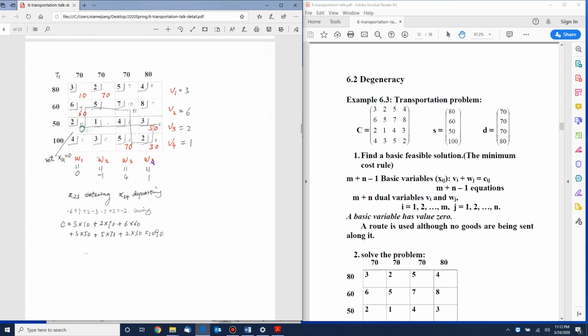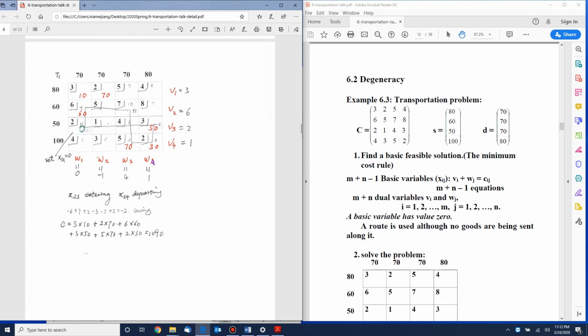And when we make this loop, you could see that we reduce 1 at cell 2, 1, cell 2, 3, cell 3, 4, and cell 4, 3. Comparing them, cell 3, 4 has 50 units, and that is a small amount. So in this way, we decide x34 should depart. And once we work out the shift of 1 unit along this loop, let's see how much we can save.